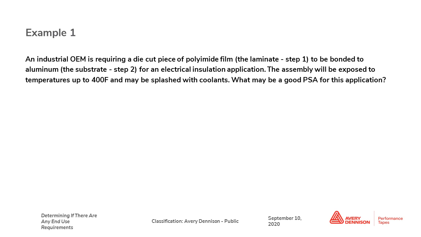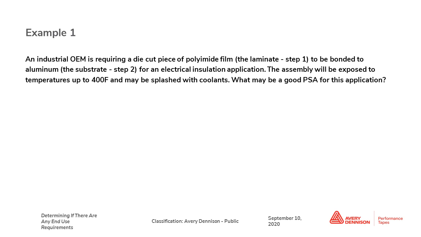So I'll just comment on step 1 and step 2 real quick. Polyimide film is a high surface energy film, and aluminum is a high surface energy substrate. So far, this is actually a pretty easy application in terms of tape selection. But now we're moving into step 3. The assembly will be exposed to temperatures up to 400 degrees Fahrenheit and may be splashed with coolants. So what might be a good PSA for this application?